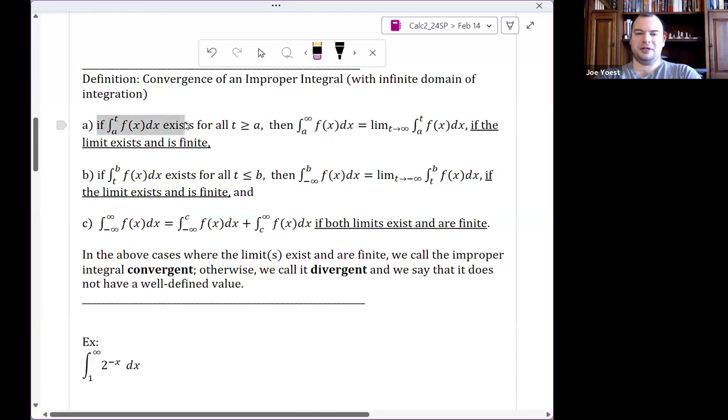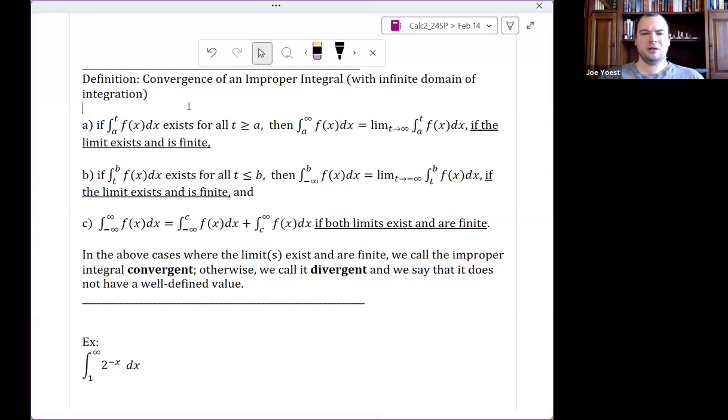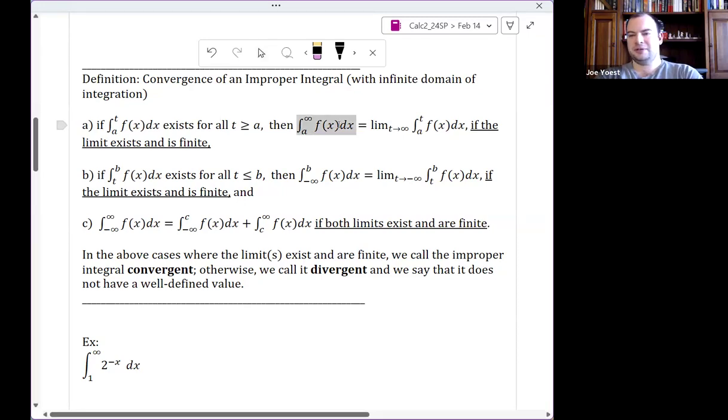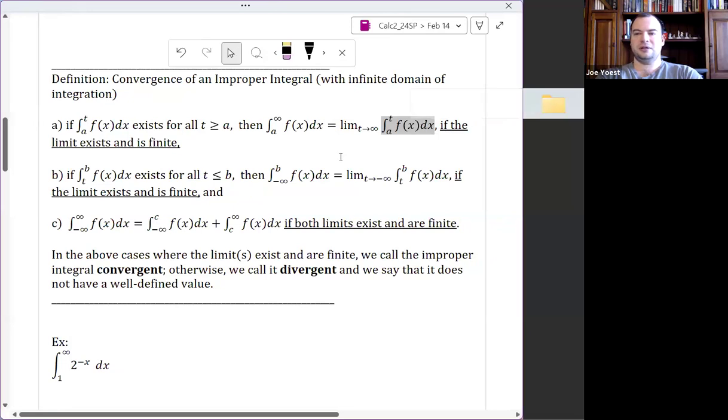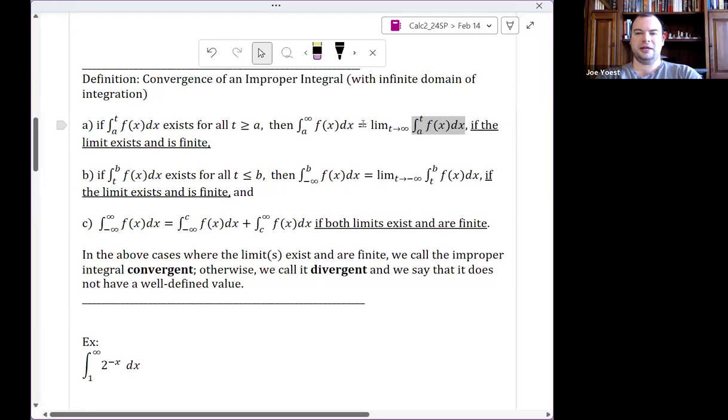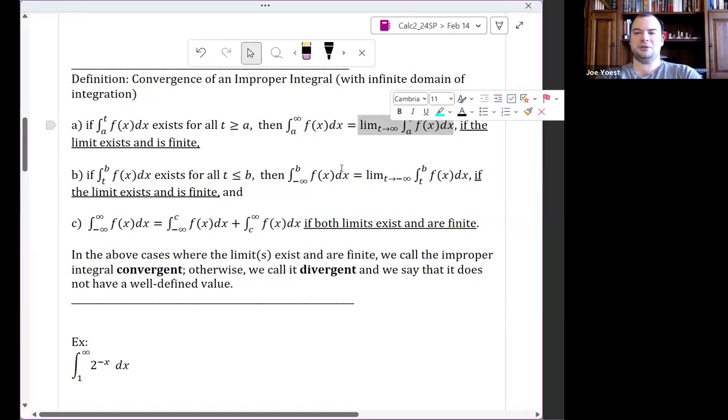So we say the following: if integral from a to t f of x dx exists for all t bigger than or equal to a, so integral from 1 to 2, integral from 1 to 3, 1 to 10, 1 to 1,000, 1 to 1,000,000, all of those exist for this particular function, if say a was 1, then we define this integral a to infinity f of x dx as the limit of integral a to t f of x dx as t goes to infinity.